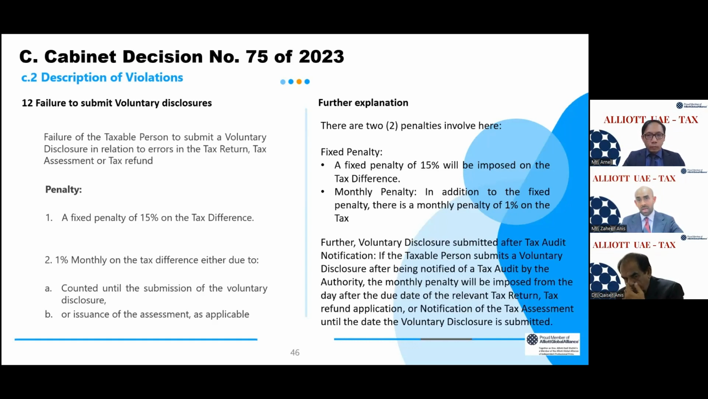Voluntary disclosure is submitted after a tax audit notification. If someone is submitting this after being notified of a tax audit, the monthly penalty will be imposed from the day after the due date of the relevant tax return and the tax refund application or notification of the tax assessment until the date the voluntary disclosure is submitted. Okay, so yes, multiple penalties over here, so it's better not to end up in these scenarios because then it just racks up and accumulates.